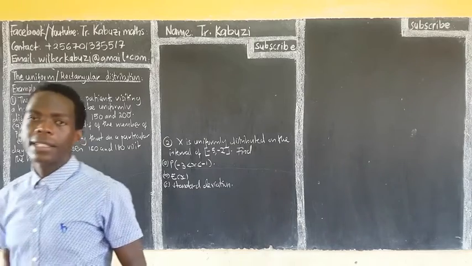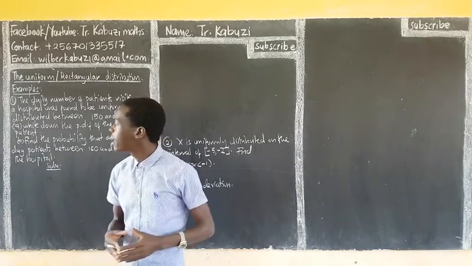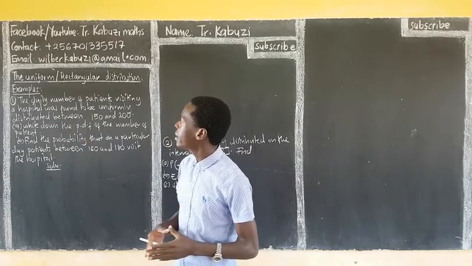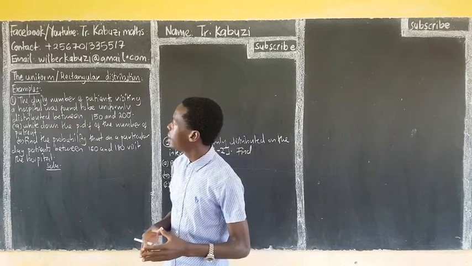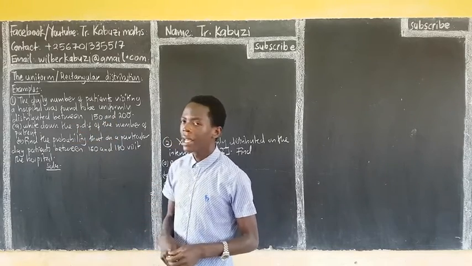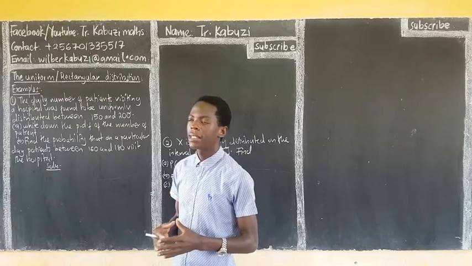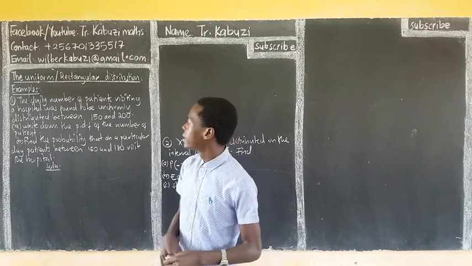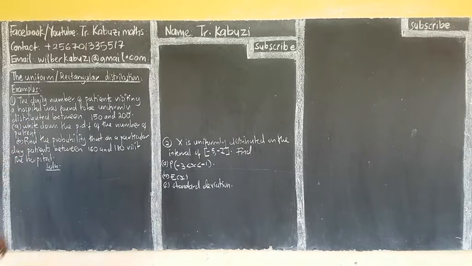Let us see now some examples about these uniform distributions. The first one is the daily number of patients visiting a hospital, which was found to be uniformly distributed between 150 and 200. Whenever you hear the word uniform, it means we are going to use 1 over b minus a. So x is distributed between 150 and 200 patients.